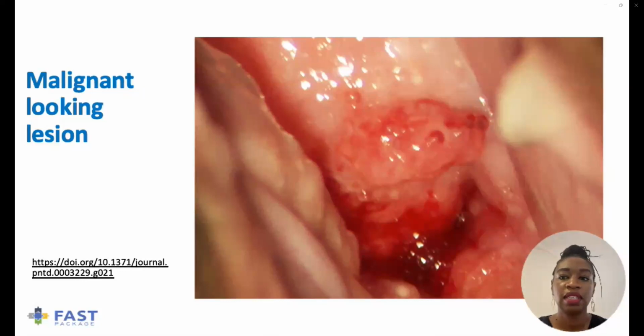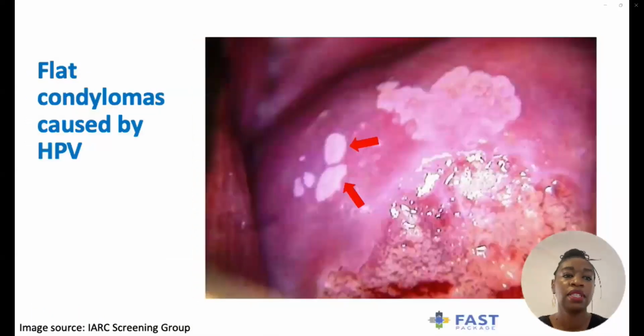So lastly, we have this that shows you a lesion that looks malignant, but from histology and biopsy exam, it was actually schistosomiasis. Then you can see the flat condylomas that are caused by HPV DNA.